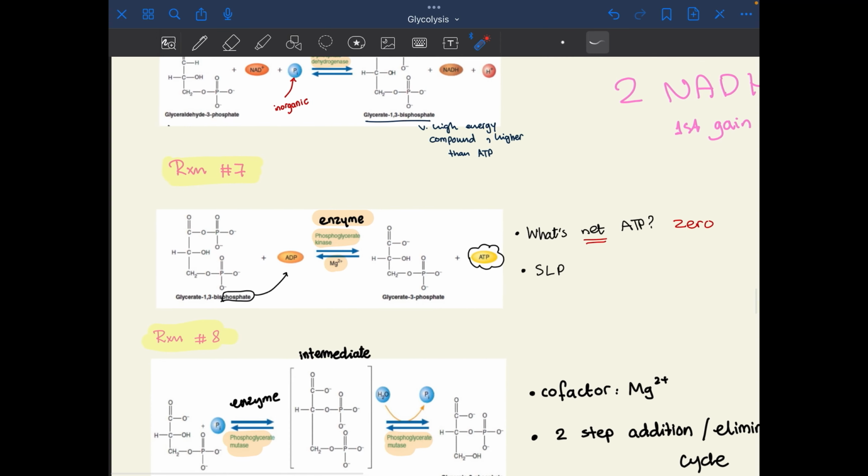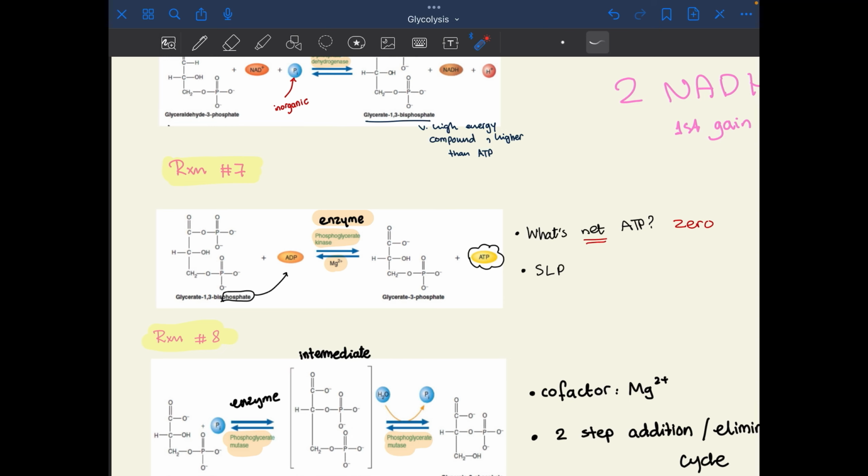Okay, then we have reaction number 7, where we will have our first ATP. Here we will compensate for what we lost. So glycerate 1,3-bisphosphate will be converted to glycerate 3-phosphate. How? The phosphate on carbon number 1 will be transferred to ADP and get us ATP. How many ATP do we get in this reaction? 2 ATP molecules. Don't forget to multiply by 2.